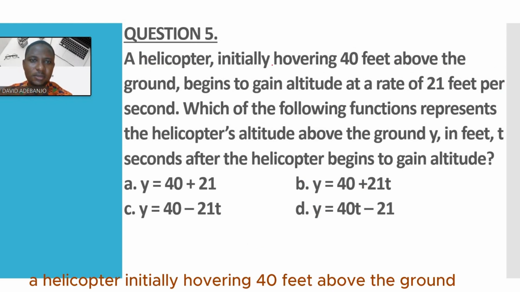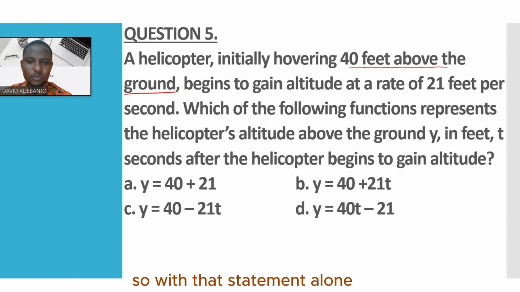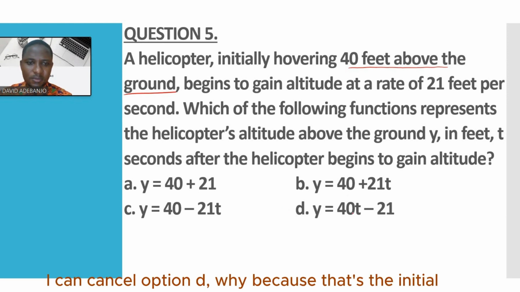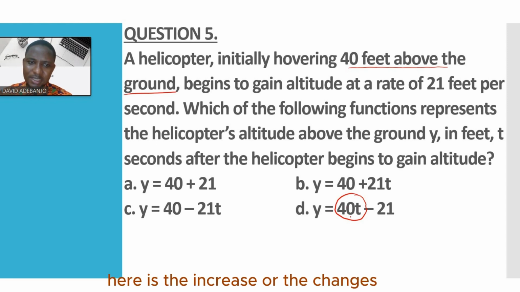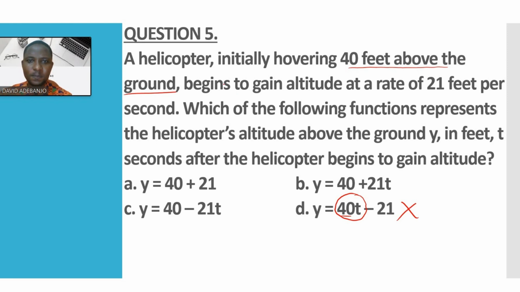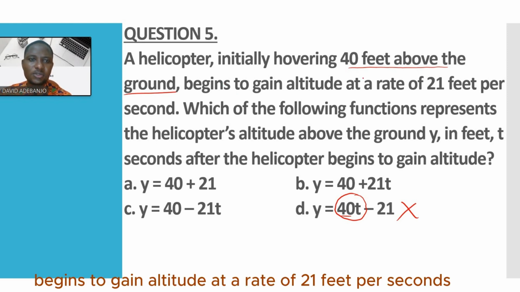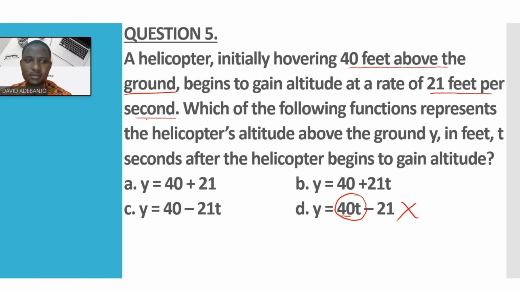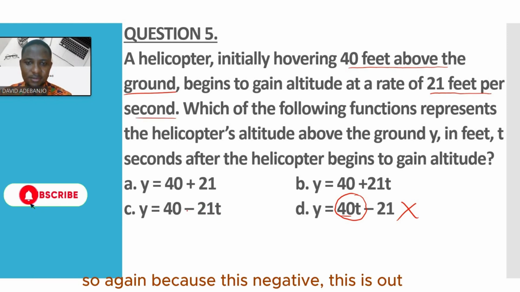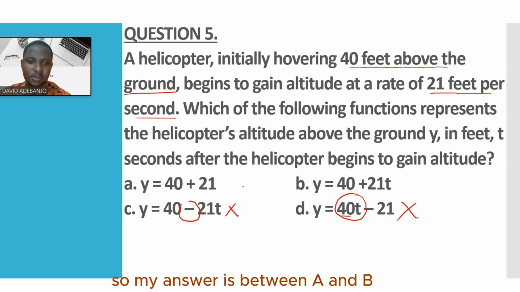A helicopter initially hovering 40 feet above the ground, that's the initial. So with that statement alone, I can cancel option D. Why? Because that's the initial, but it's telling us like is the increase of the changes. So this is out. Begins to gain altitude at the rate of 21 feet per second. So gain, because of this negative, this is out. So my answer is between A and B.